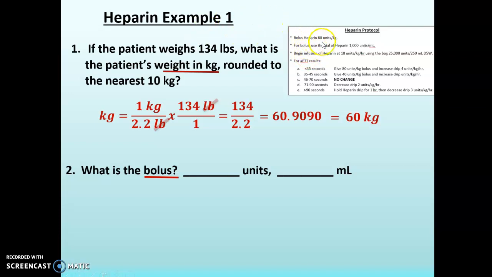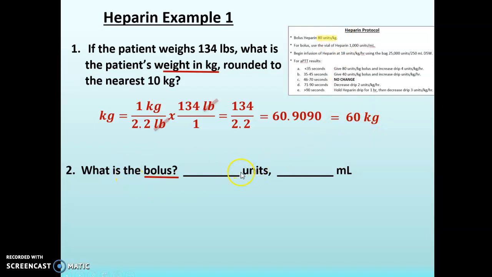But this bolus is most of the time just going to be an IV push, that you're just going to pull up the amount of milliliters that we solved for and put it in a syringe for an IV push. So for our bolus, first of all, we have to tackle the units. So let's go up there to that top line and realize we need to give 80 units per kilogram. And we know our patient weighs 60 kilograms, right?